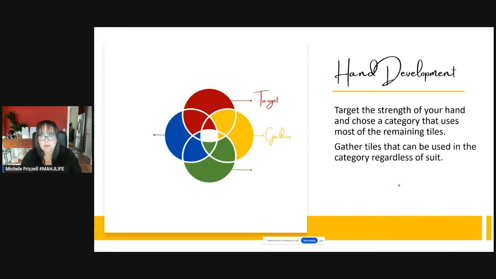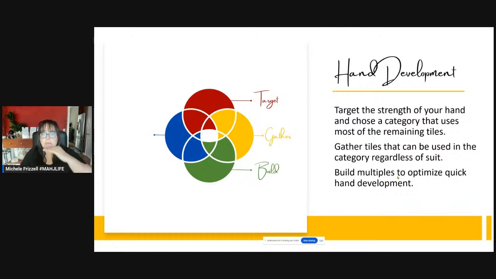Then you're going to gather. You're going to gather tiles during the Charleston to get as much fodder as possible before you have to make a decision on which hand to play. Eventually, you'll know where you're headed, what couple of hands you might be playing, and you're going to start building those multiples. And along the way, you're going to defend. And this is where the topic comes in with discard planning.